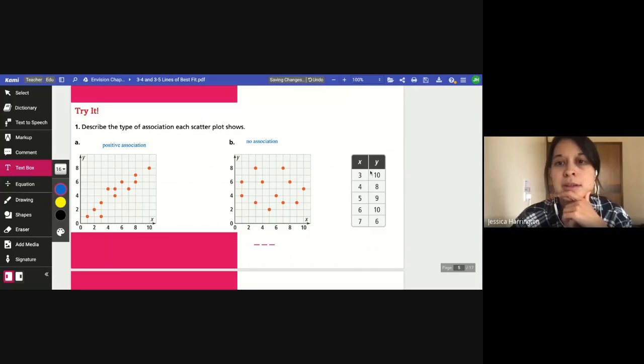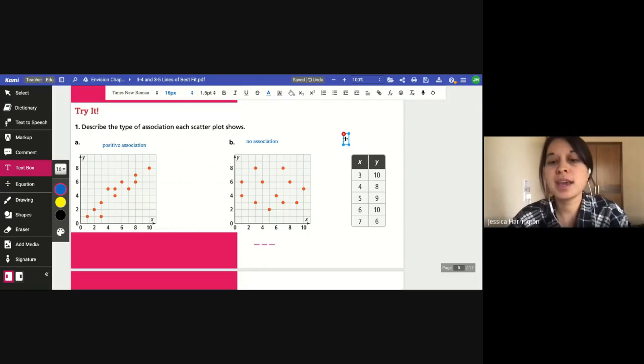What about this one? Here are my x's. They're getting larger. As my x's get larger, what happens to my y's? It goes 10, 8, 9, then it goes back up to 10 and then 6 again. But it's mostly going down. So this 10 is kind of an outlier. It's the one that doesn't match. But you could say that this is generally a negative association.